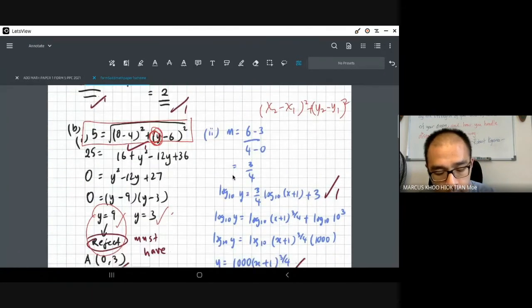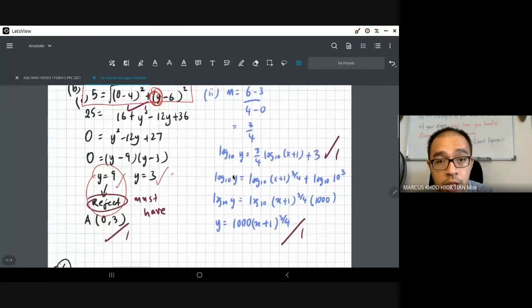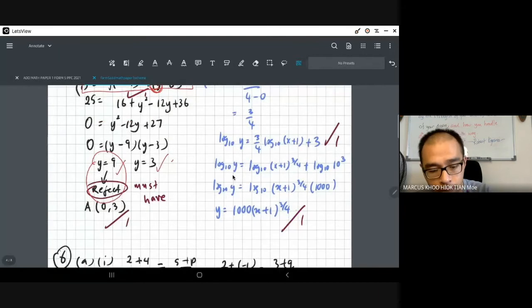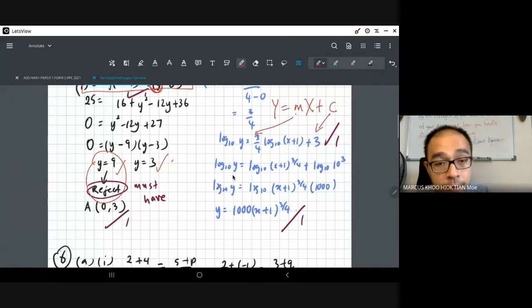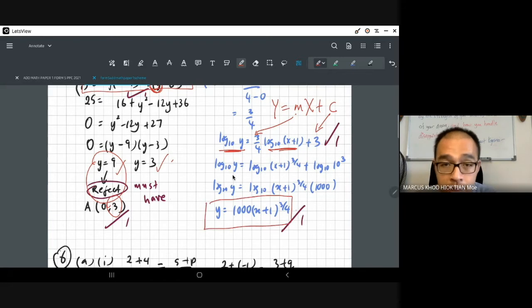Okay, so let's put it in. Find the gradient, you get gradient equals 3 over 4, and you put it all into y equals mx plus c. m is 3/4, c is 3, which you already calculated from question A. The y-axis is log 10 y and the x-axis is log 10 x. Then you use the log laws, combine everything, and you will get this final answer.